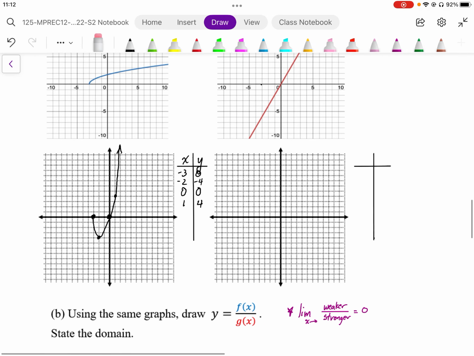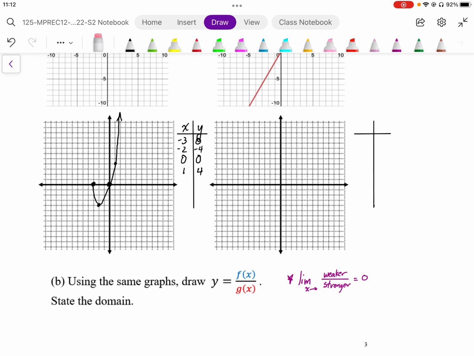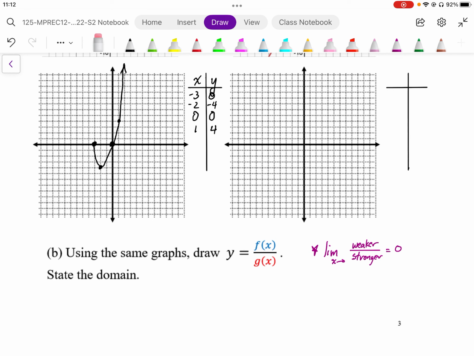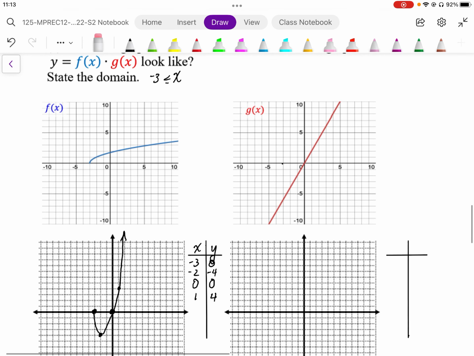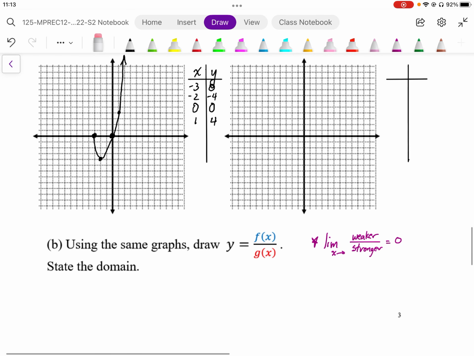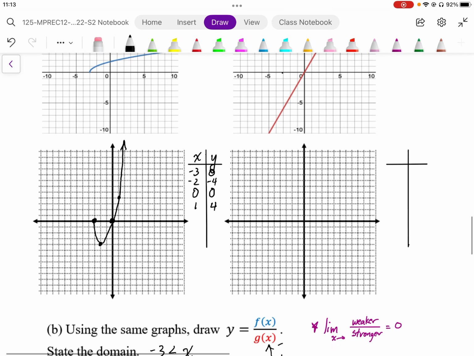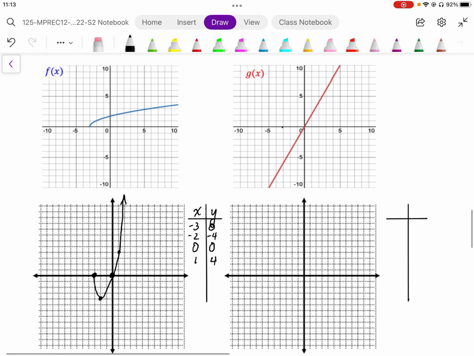For part B, we want to divide these two functions. So when we divide these two functions, we still have the domain restriction of x is greater than -3. However, because we have the g of x in the denominator, the g of x cannot be equal to 0. Well, that means that the g of x function cannot be equal to 0. So this represents a restriction.